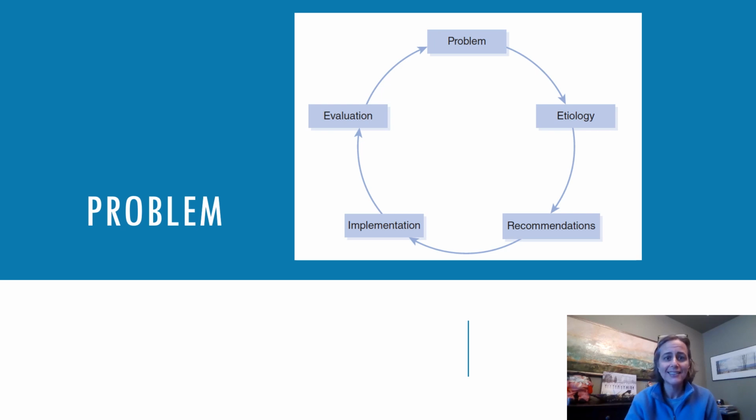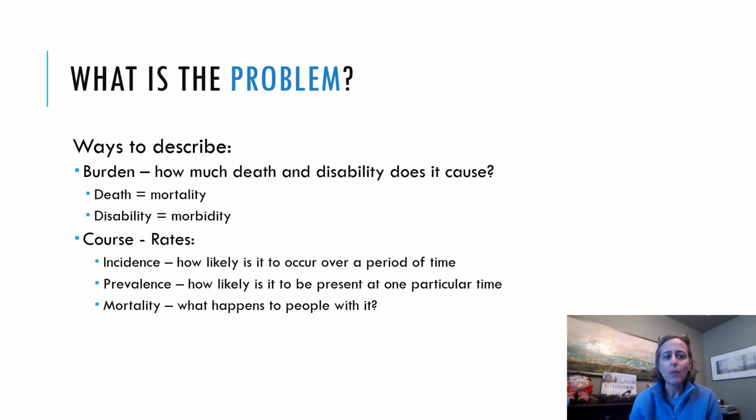Problem, what is it? So we want to be really clear about what the problem is, and some of the ways that we describe problems in public health are in terms of its burden. So how much death and disability does it cause? Death would be your mortality, how many people actually die as a result of this condition. And disability is often referred to as morbidity. So how many people aren't able to live their lives as fully or as healthfully as they otherwise would because of this condition. And then we want to understand the course of the disease. Do you just have it for a short time? Do you have it for a long time? Kind of what goes on with it.